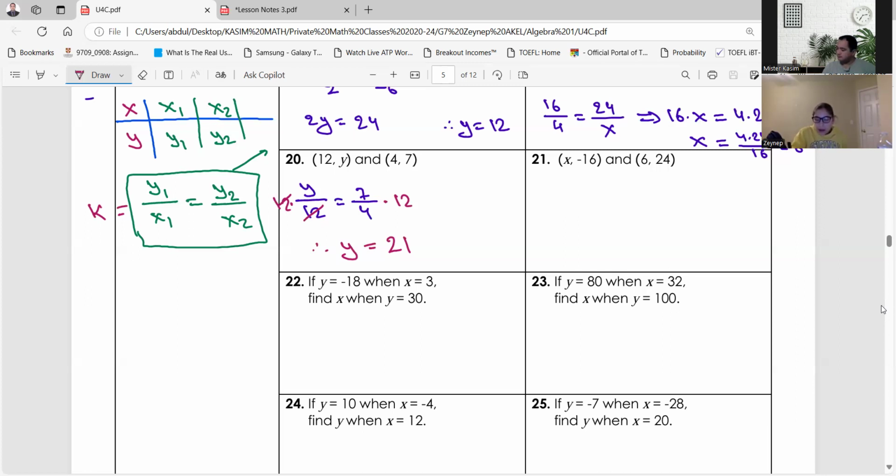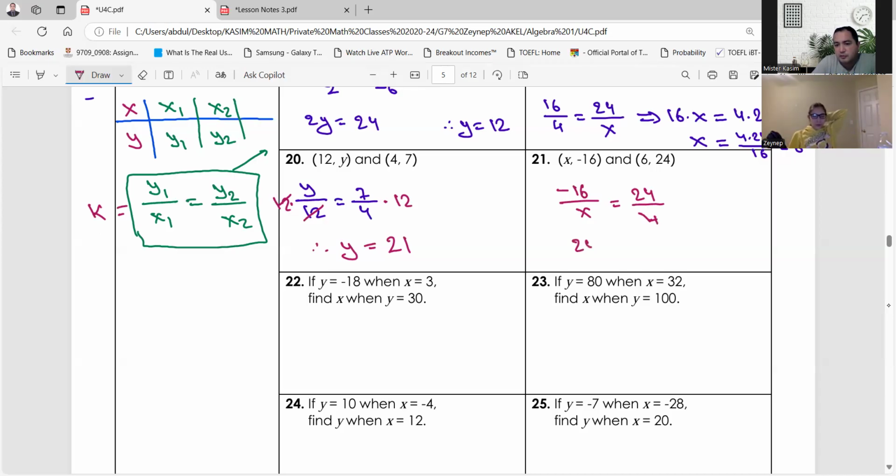Y, I mean, X. x equals 4. 4 or negative 4? Negative 4, sorry. Okay, here we have negative 16 over x equals 24 over 4.